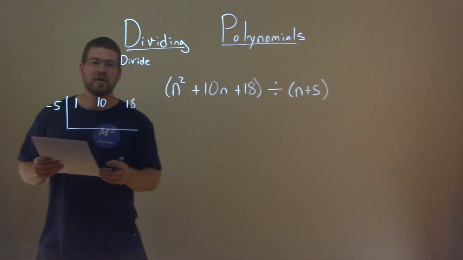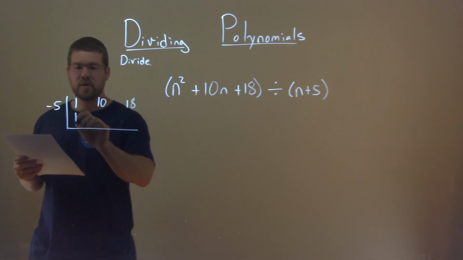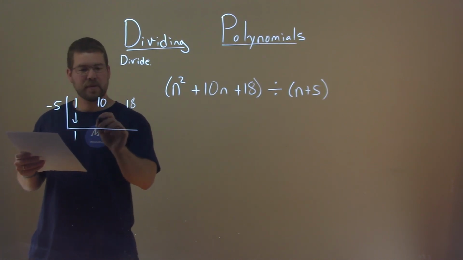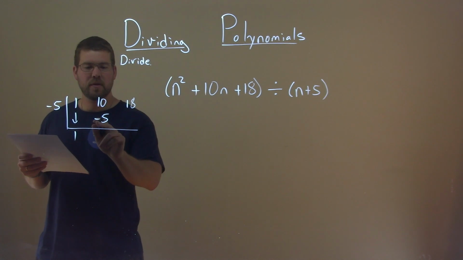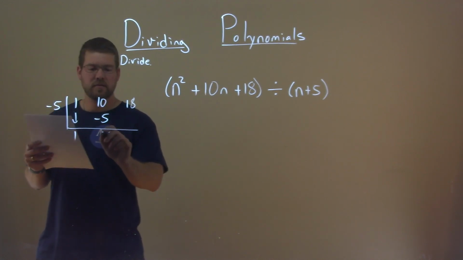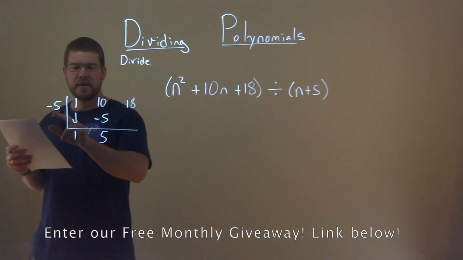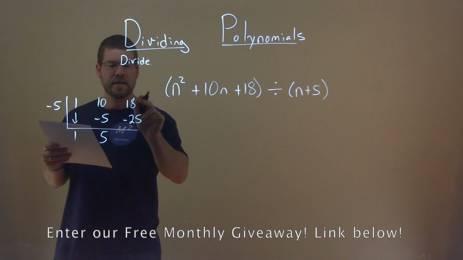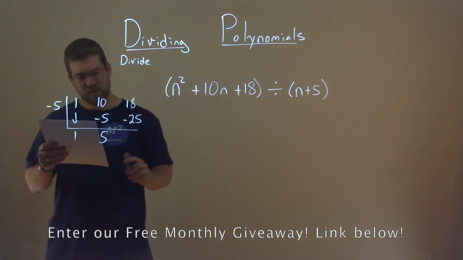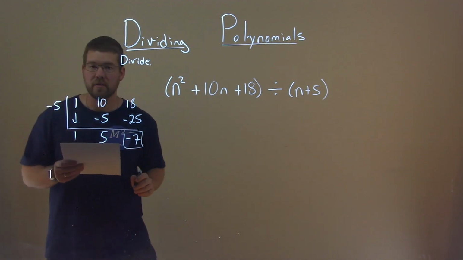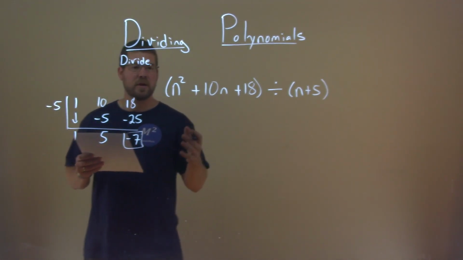And now we're going to do synthetic division. We bring down the 1, and now we multiply. Negative 5 times 1, negative 5 right there. 10 plus a negative 5 is a positive 5. Now we multiply negative 5 times 5 again, and we get a negative 25. And 18 plus a negative 25 is a negative 7. And that's our remainder. So let's translate that to our answer.